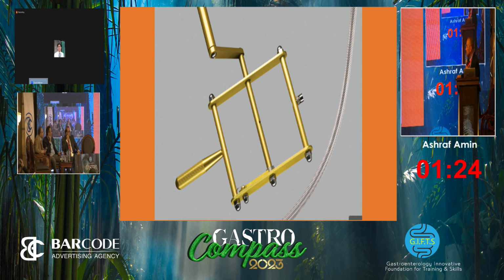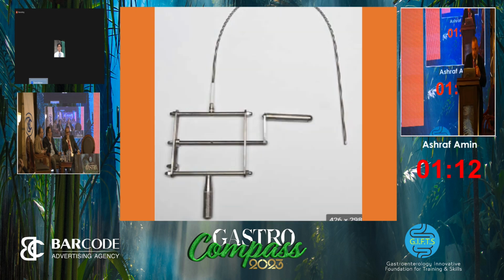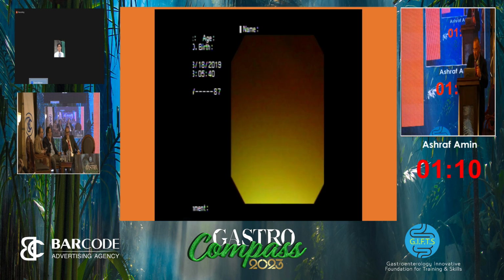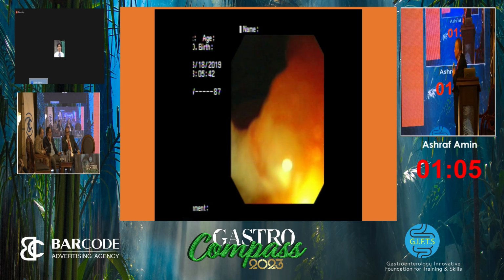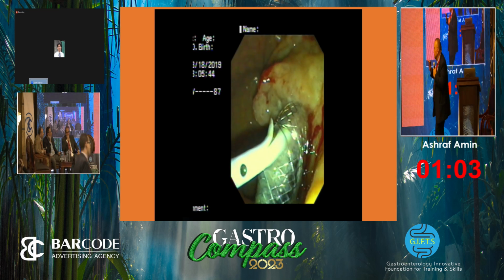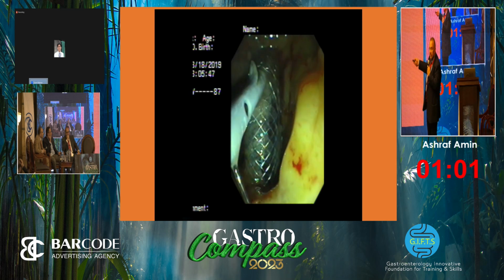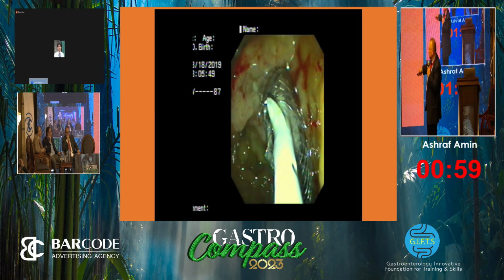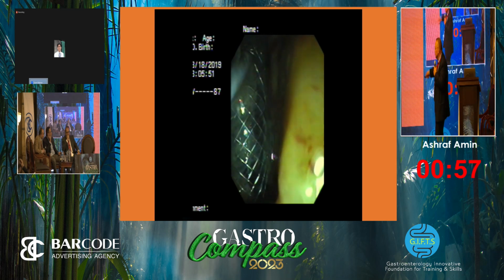Then using a Soehendra lithotripter, I put the two wires inside the lithotripter, and using the guide wire, I cut in the middle of the metallic stent. This is a video. I will first present what I did so we can understand here. So this is the metallic stent. This is the plastic stent inside.